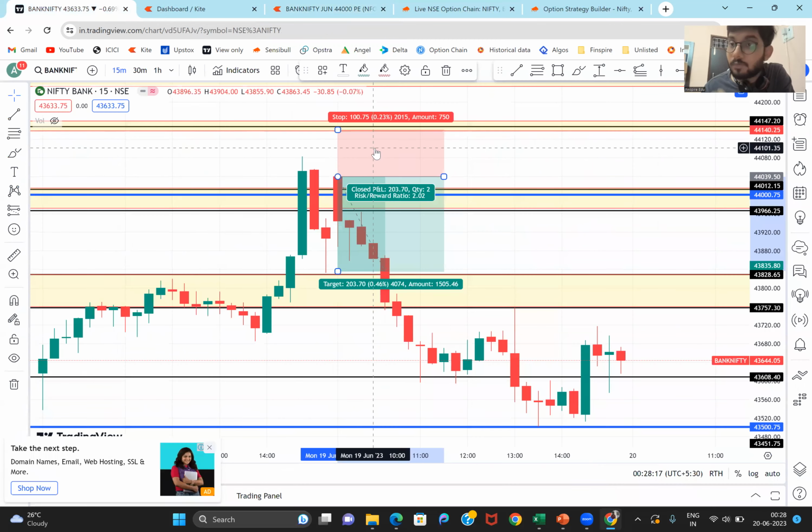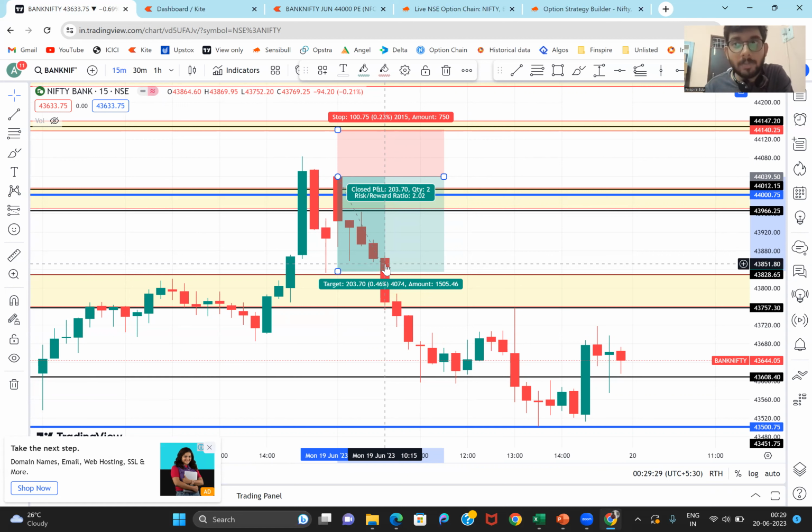If your delta is 0.5, which means basically you have to reduce it by 50%. If your target is 200 points, then your target in the option chart would be just 100 points. If your stop loss is 100 points, then your stop loss in your option chart would be just 50 points, which is basically half of whatever you are trying to capture in your spot chart. If you are capturing 500 points, then your target would be just 250 points. And if your stop loss is 100 points, then your stop loss in the option chart would be just 50 points. This is how you apply target and stop loss in your positions.